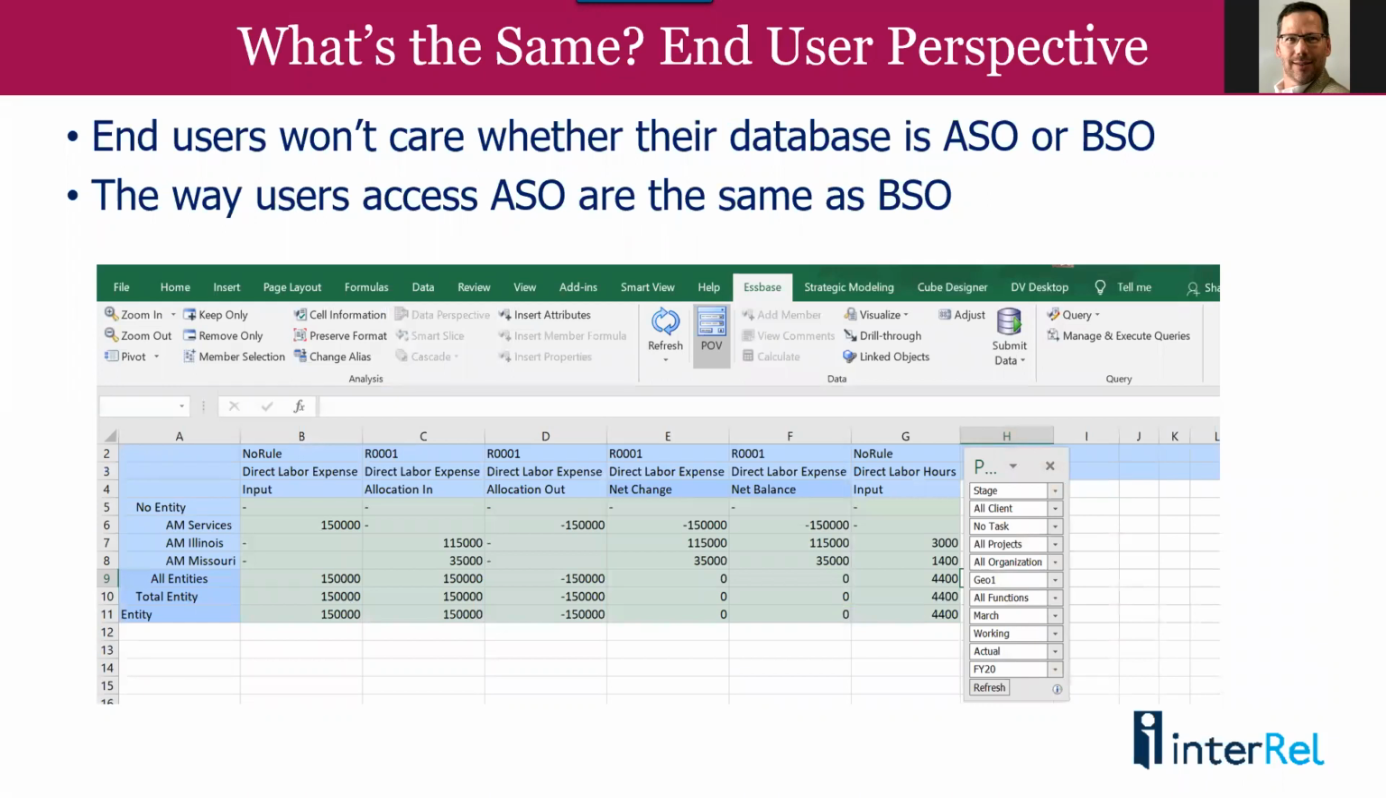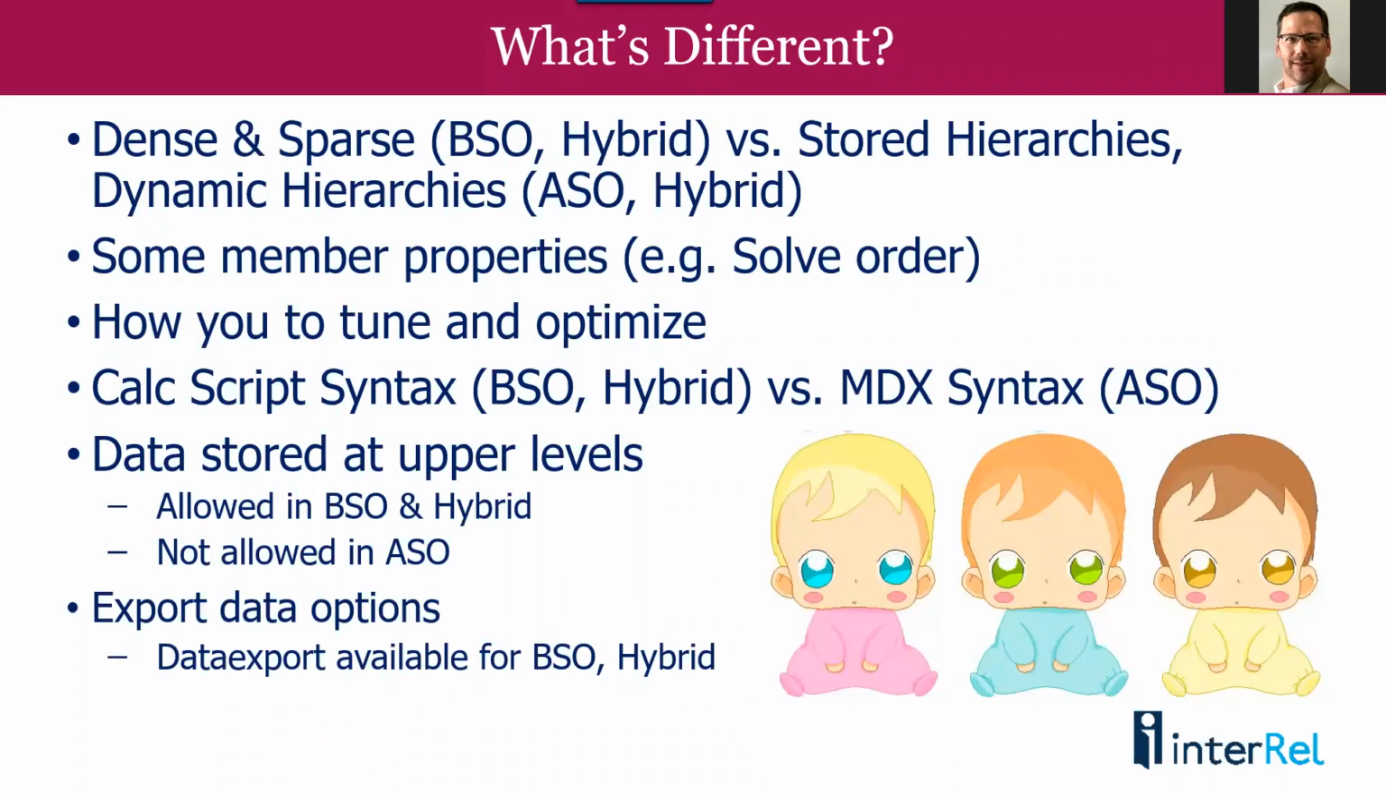Now, from an end user's perspective, they won't know the difference if they're pulling data from an ASO, BSO, or hybrid cube. So what's different? For BSO and hybrid, you still have dense and sparse dimensions. For ASO and hybrid, you have stored and dynamic hierarchies.